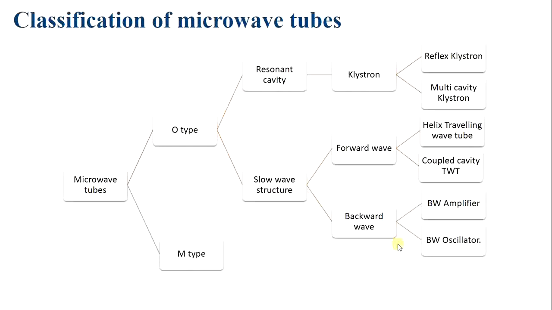Similarly, microwave tubes are classified as M type. In M type we have magnetron and the cross field amplifier. So this is the classification of microwave tubes. We will discuss reflex klystron, multi-cavity klystron, the helix traveling wave tube and magnetron in the further lectures of Unit 5.